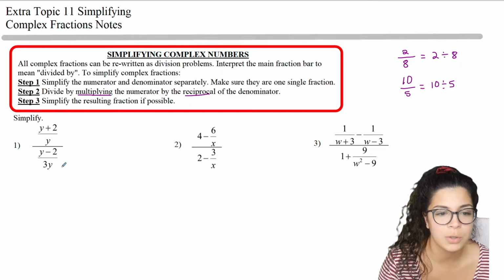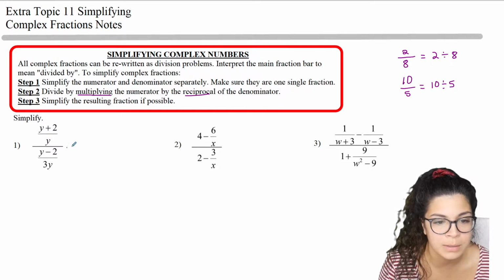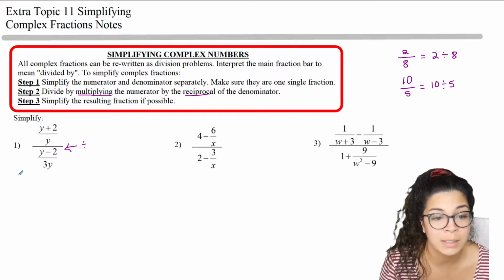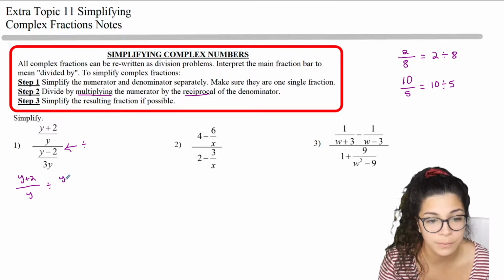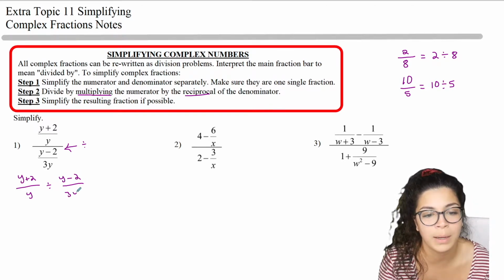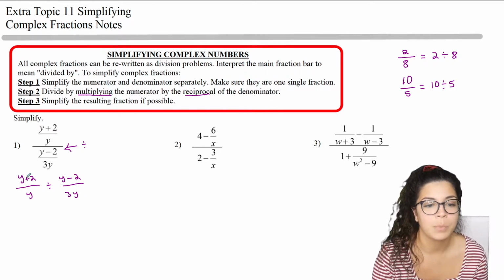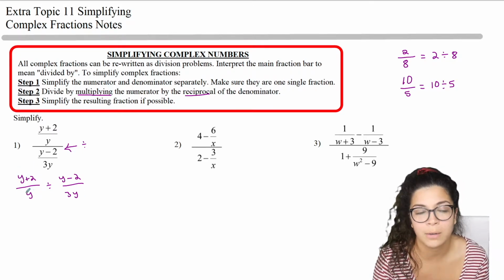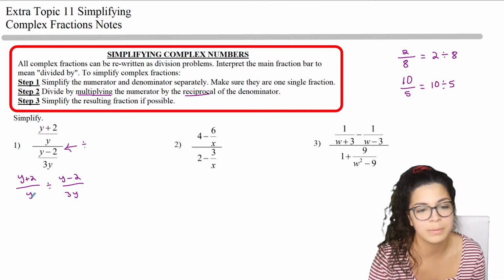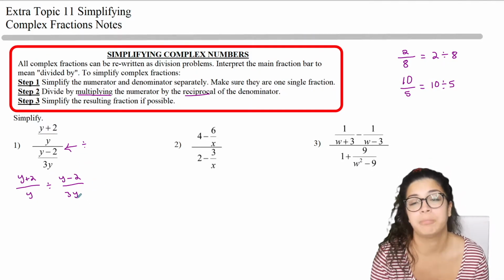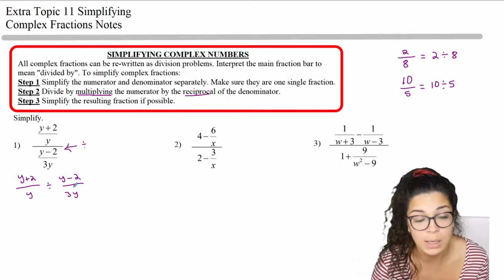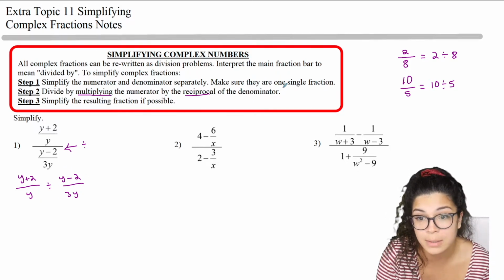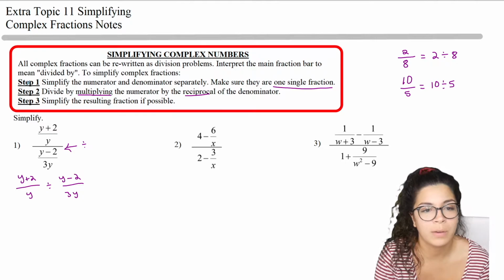So in other words, you can look at this problem right here. This is the divided part. The numerator fraction, y plus 2 over y, is being divided by the denominator, which is the fraction y minus 2 over 3y. So basically here, we're going to simplify this numerator. Now, this doesn't factor at all, so you can't simplify it. Simplify the denominator. Again, this doesn't factor at all, where you can cancel out common factors on top and bottom, so you can't simplify it. And it's already one single fraction. So now we can move on to step 2.